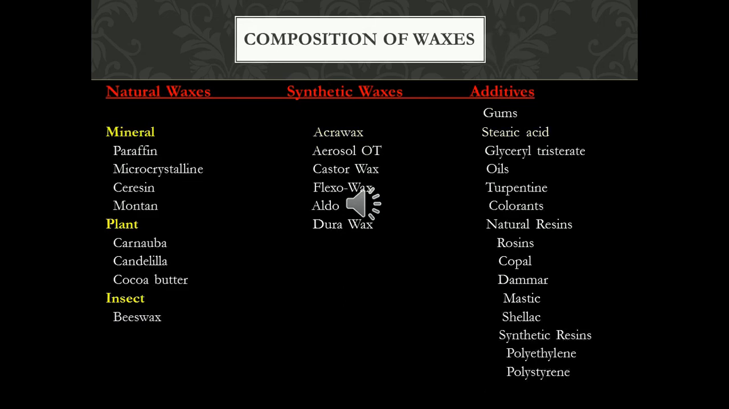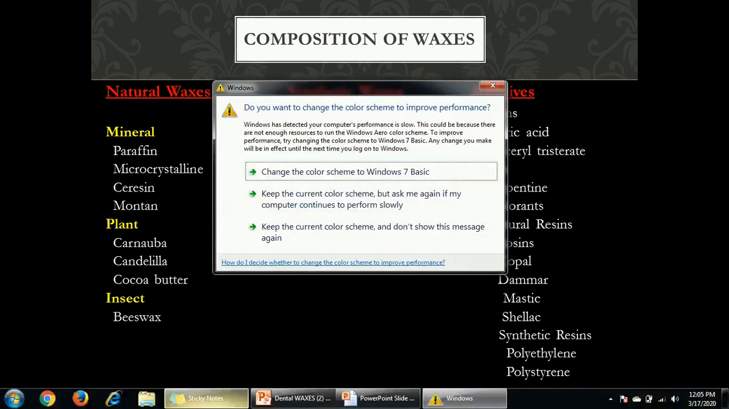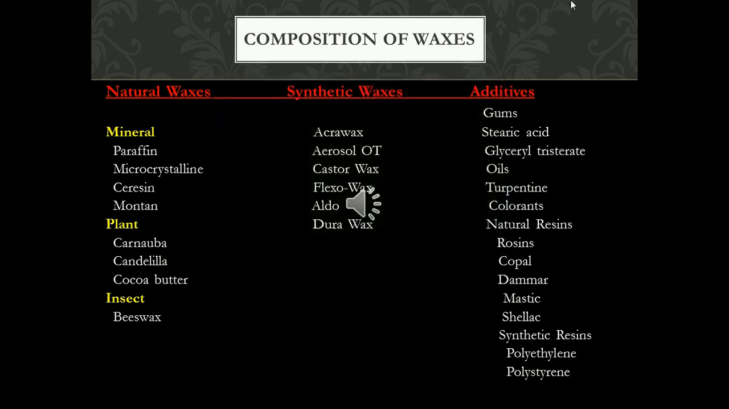As I mentioned earlier, they may be of natural origin, synthetic origin, and additives may also be added. In the natural waxes, we have mineral, plant and insect waxes. Mineral waxes are usually paraffin, ceresin, montan. Plant waxes are usually carnauba, candelilla, cocoa butter, and insect wax is basically beeswax. Then the synthetic waxes include acrowax, aldowax, flexowax, and then there are certain additives that have been added to improve the properties such as gums, oils, rosins, dammar, shellac, etc.